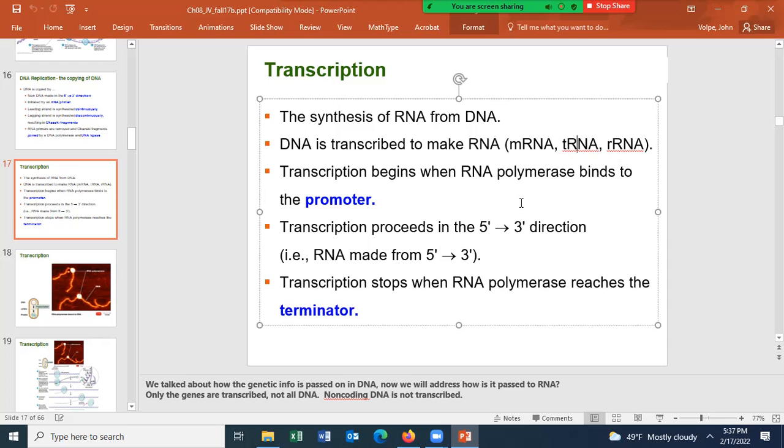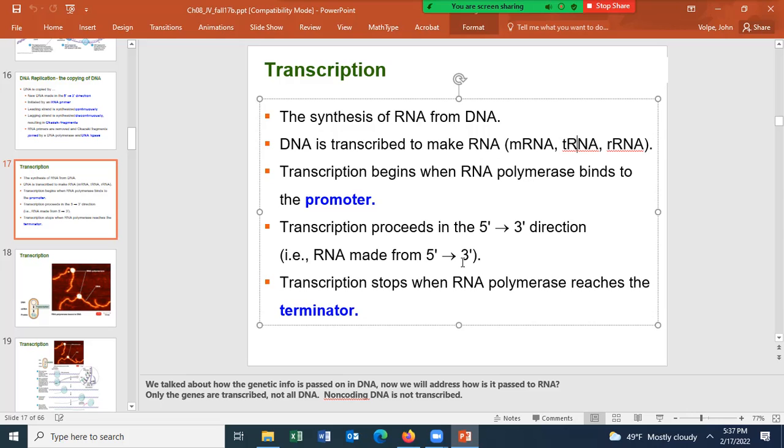Transcription begins when the RNA polymerase binds to the promoter. A promoter is a region upstream of the information that we call the gene. The RNA polymerase binds to the promoter, then moves down the DNA, transcribing the DNA to make the RNA. Transcription proceeds in the 5' to 3' direction, the same direction as DNA replication. So RNA is made from 5' to 3'.